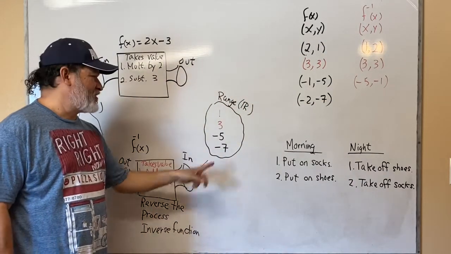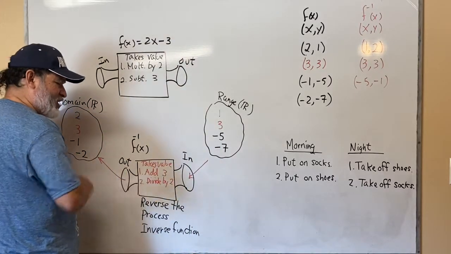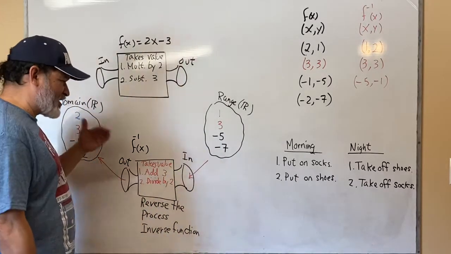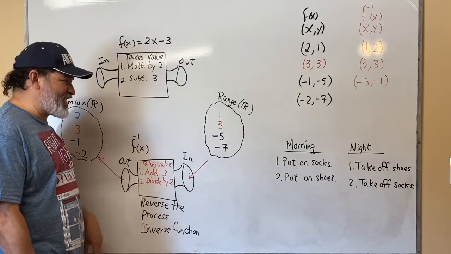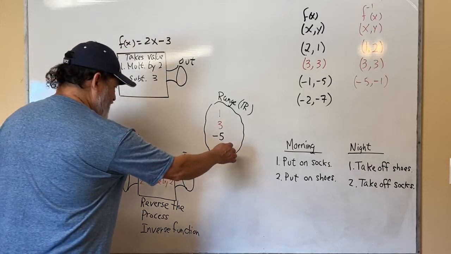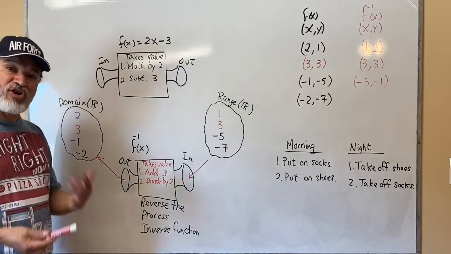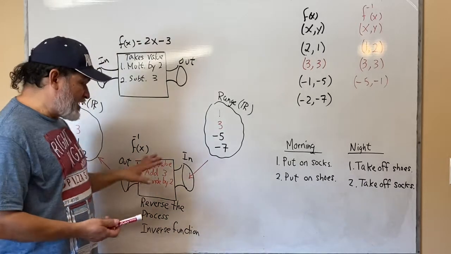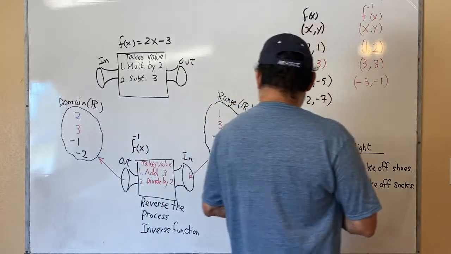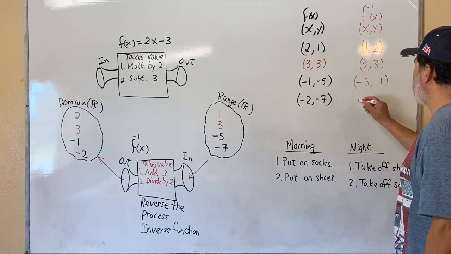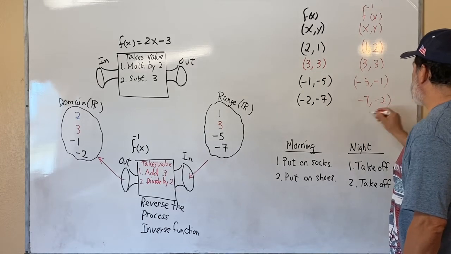The last one. Negative 7 goes in. Negative 7 add 3. Negative 7 plus 3 is negative 4. Negative 4 divided by 2 is negative 2. So when negative 7 goes in, what comes out? Negative 2. So it is reversing the process. This is the inverse function. Look, negative 7 goes in. And what came out? Negative 2.